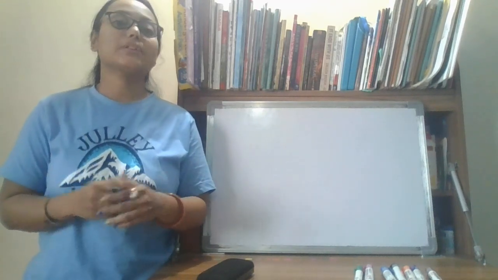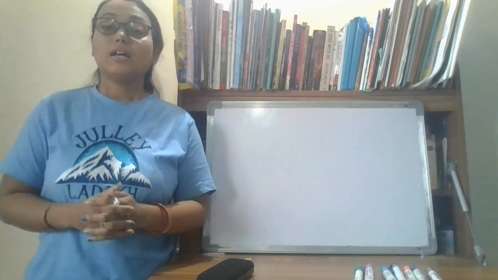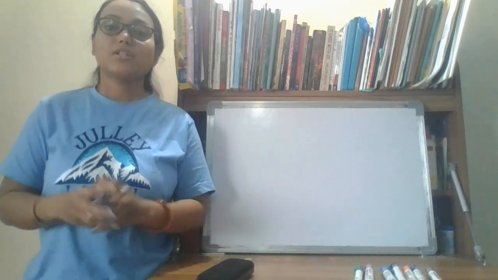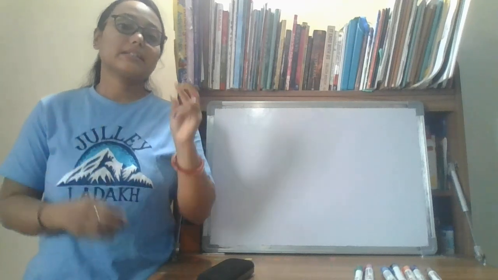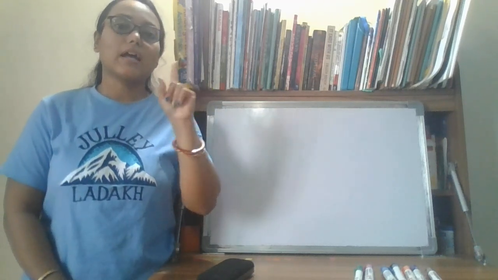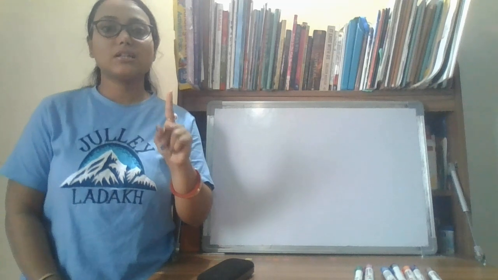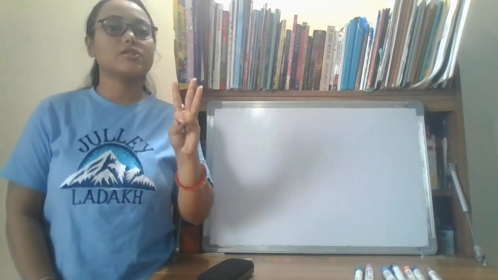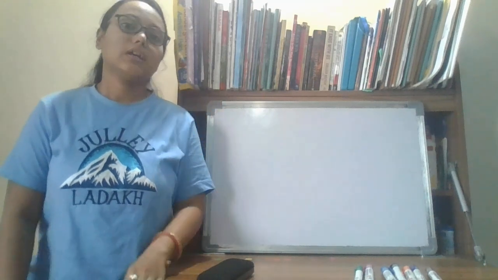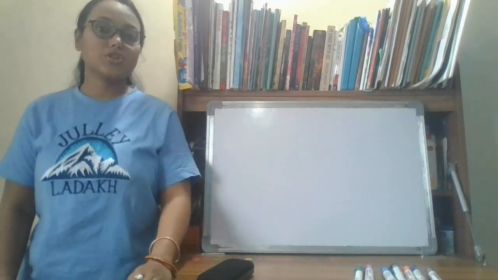Before starting, we'll have a recap of what we have learned about nutrients and nutrition. Nutrients are the main food components that can be categorized in three main categories. Bodybuilding food like proteins; carbohydrates and fats come under energy giving food; vitamins and minerals come under protective food.